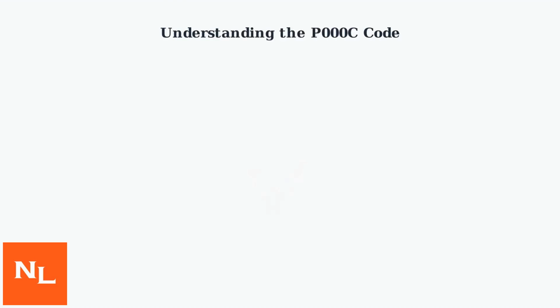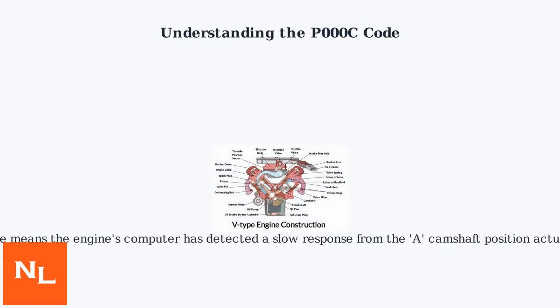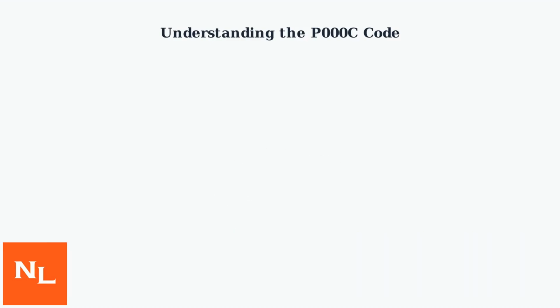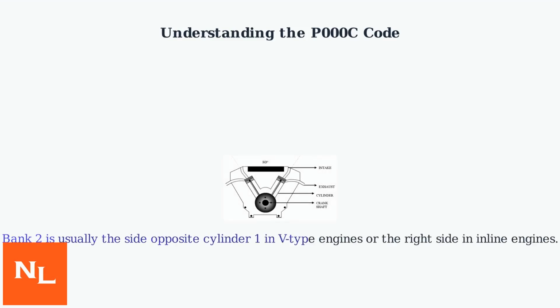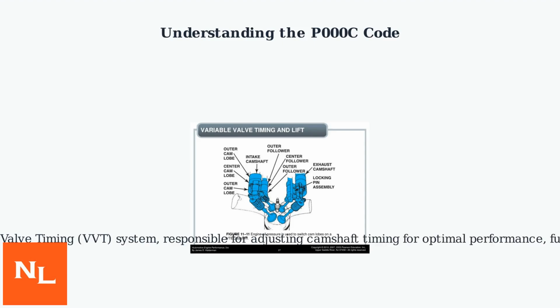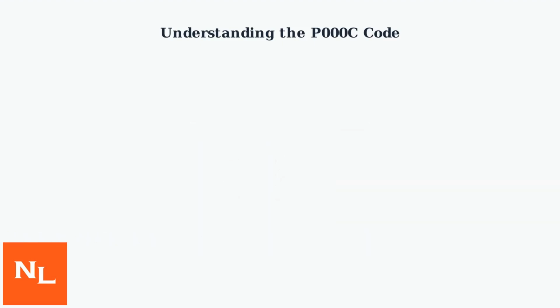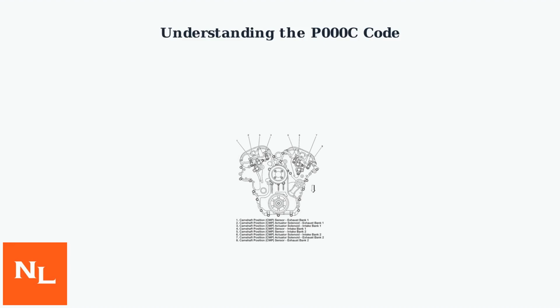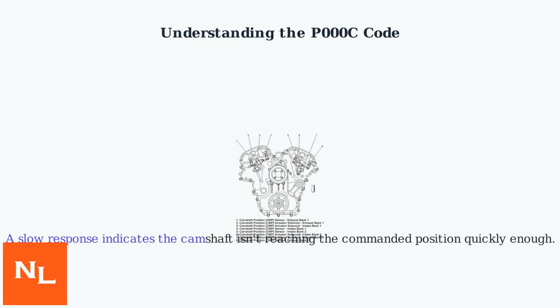The P000C code means the engine's computer has detected a slow response from the A camshaft position actuator on bank 2. Bank 2 is usually the side opposite cylinder 1 in V-type engines or the right side in inline engines. This relates to the variable valve timing (VVT) system, responsible for adjusting camshaft timing for optimal performance, fuel efficiency, and emissions. A slow response indicates the camshaft isn't reaching the commanded position quickly enough.